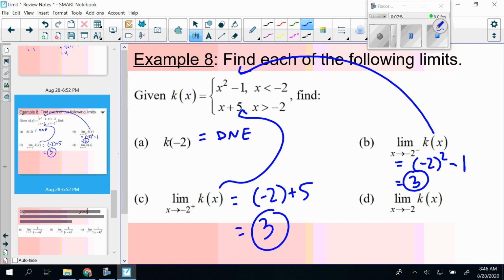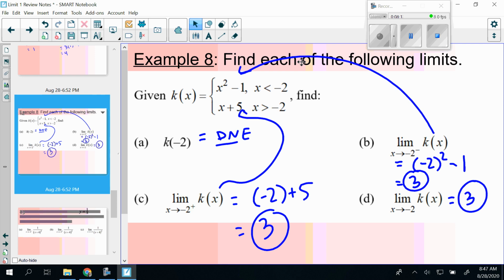So does the limit as we approach -2 work for this one? On this one, they were both 3's. Both sides approach 3, so this does have a limit that equals 3. Even though there's no value at -2, it looks like the graph is approaching the same thing of 3, but it looks like there is a hole there. All right.